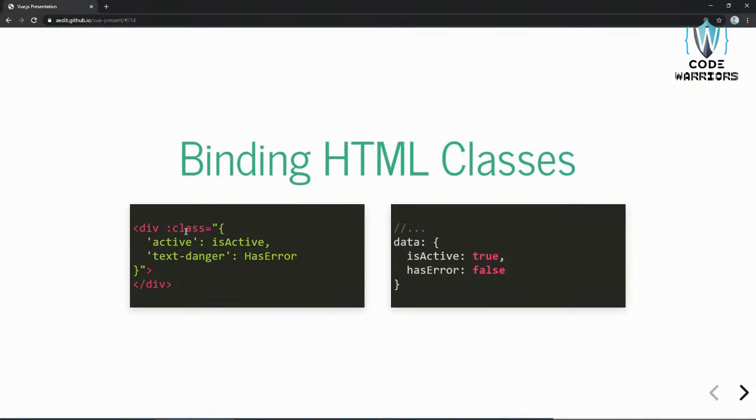I can bind styles, I can bind a lot of attributes for every tag of HTML, and Vue will do all the work for me. We will provide an active class while isActive is true, and it will automatically remove the active class as soon as isActive goes false. So this is how we can bind HTML classes. We can do similar things with HTML styles and other things.